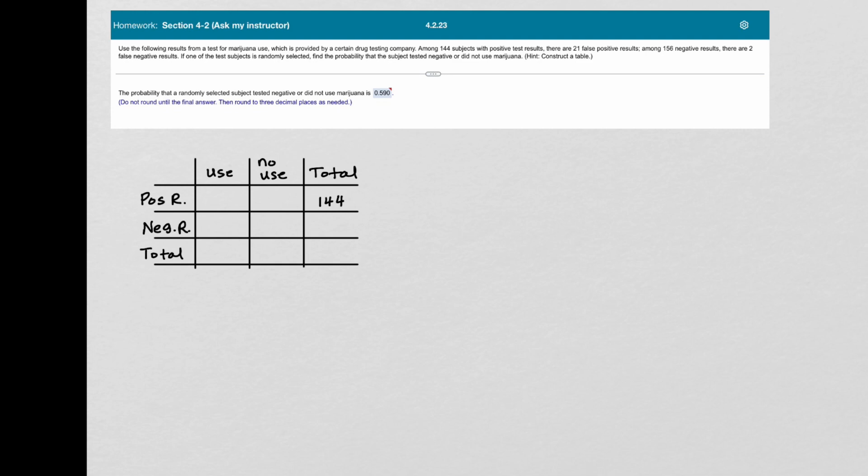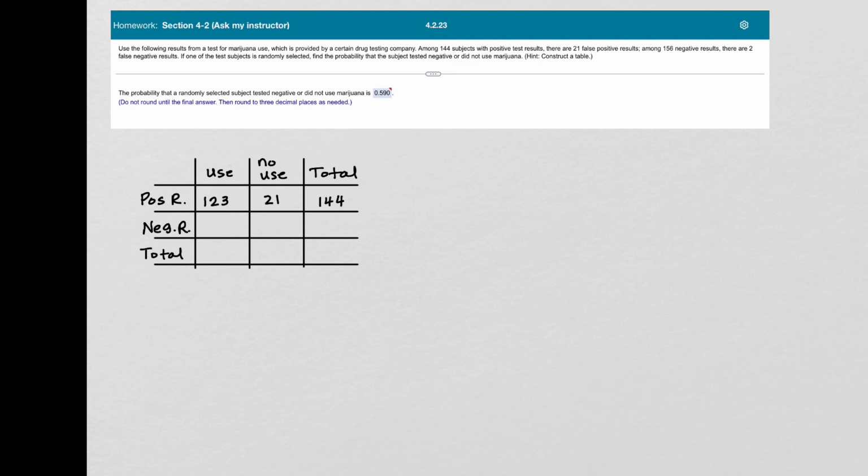There are 21 false positive results. So if they have a positive result, that should indicate that they did use marijuana. And there are 21 false positives. So that would be the people who did not use marijuana. So that means that out of the total 144, if I subtract that 21, then I get 123 who had a positive result and used marijuana.